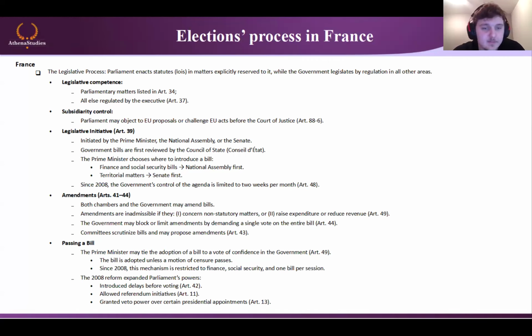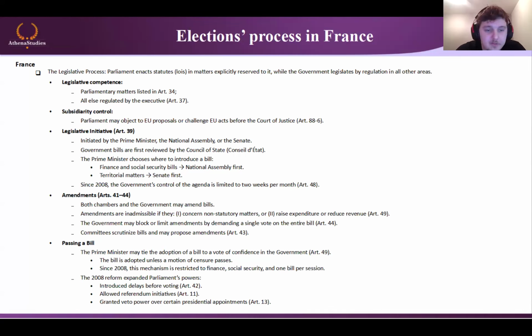As regards the amendments, both chambers and the government may amend bills. Very important, remember this paragraph. Amendments are inadmissible if they concern non-statutory matters or raise expenditure or reduce revenue. That's Article 49 of the French Constitution. The government may block or limit amendments by demanding a single vote on the entire bill, and the committee scrutinizes bills and may propose amendments, Article 43.